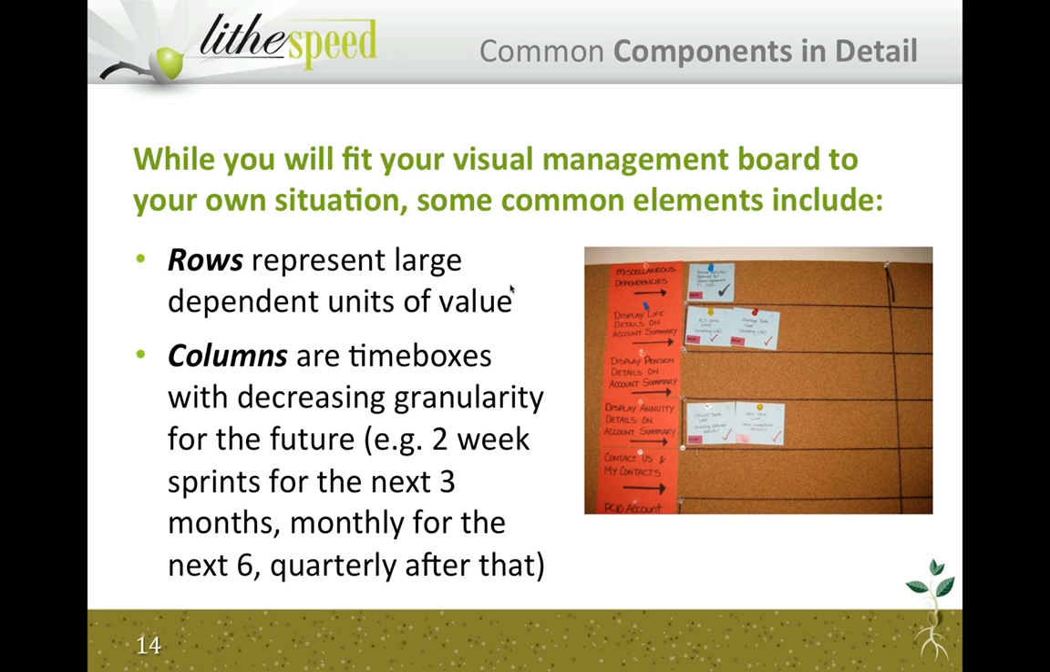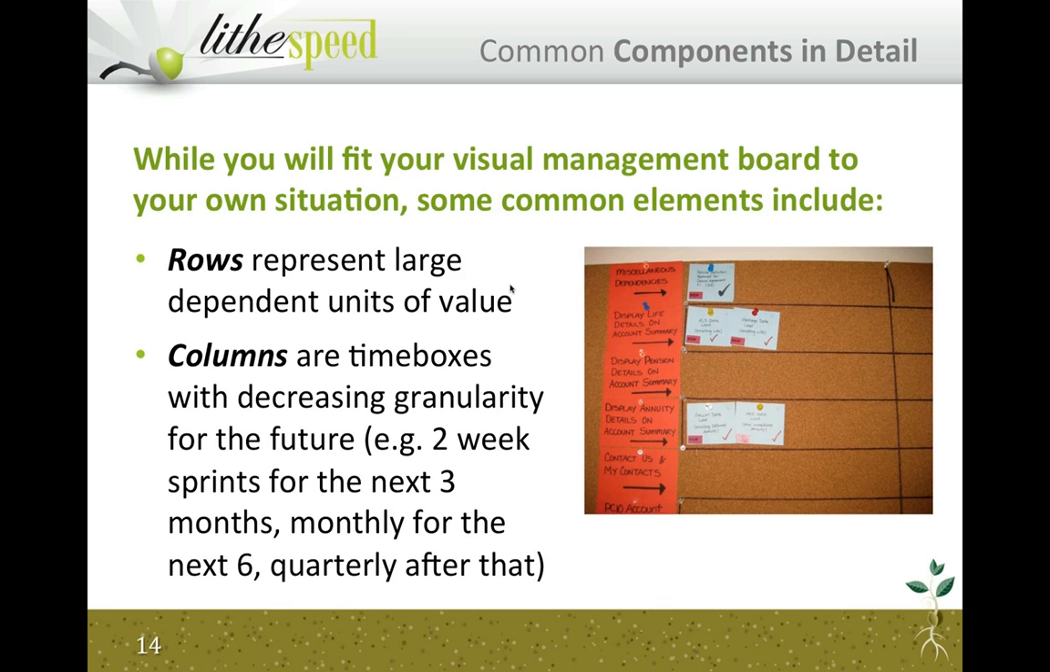So those are representing the high-level things that your executive stakeholders, or the senior stakeholders of a given project, tend to care about. What those are specifically is obviously going to depend on your environment. The columns are representing basically time.